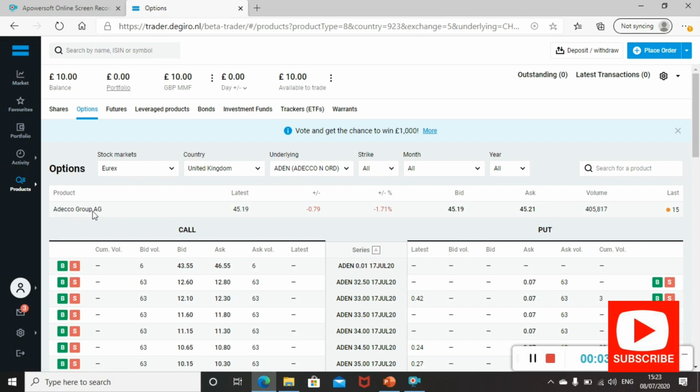So Adecco Group, if you don't know, are a human resources company. They do temporary contracts, temporary staffing, that kind of thing. This is their latest share price, 45.19, down 1.71% for the day, volume of trading, etc.